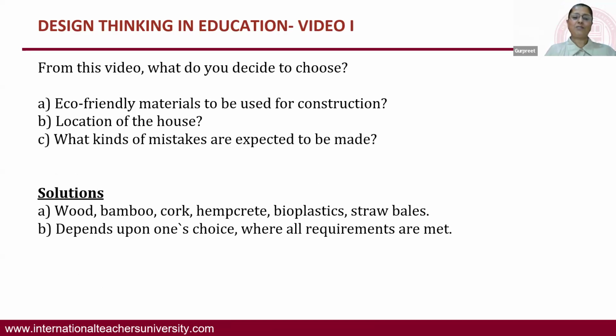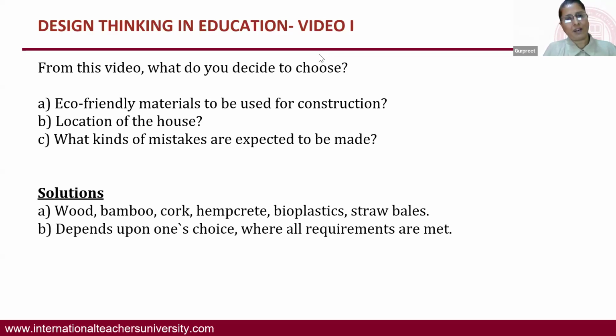Let's now come to the kind of mistakes which we are expected to make here. We have to choose so many things out of the given criteria for making and designing the house. So are there any mistakes we are expected to make here? Please put up your options in the chat box. Because remember, design thinking is based upon making mistakes. The more you make mistakes, the more iteration you do, the nearer you are to the solution. It is based upon trial and errors.